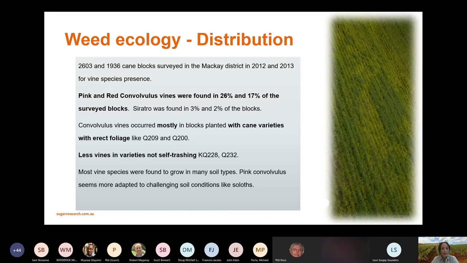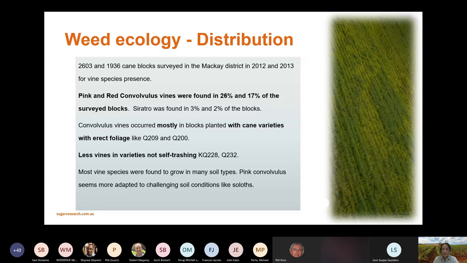Another piece of information we found during this survey is that most vine species were found to grow in many soil types. However, pink convolvulus seems to grow on challenging soil types like solodics, while other species didn't like solodics. So again, an interesting piece of information.